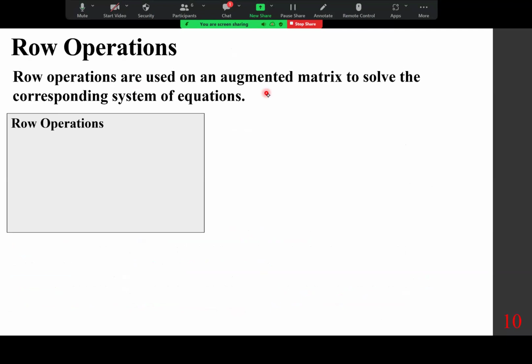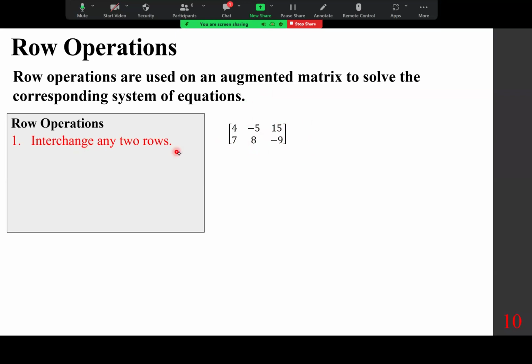Row operations, number one: interchange any two rows. For example, if this is the augmented matrix 4, -5, 15, 7, 8, -9, we can change these two. Remember, each row represents an equation. So this is equation 1, this is equation 2.